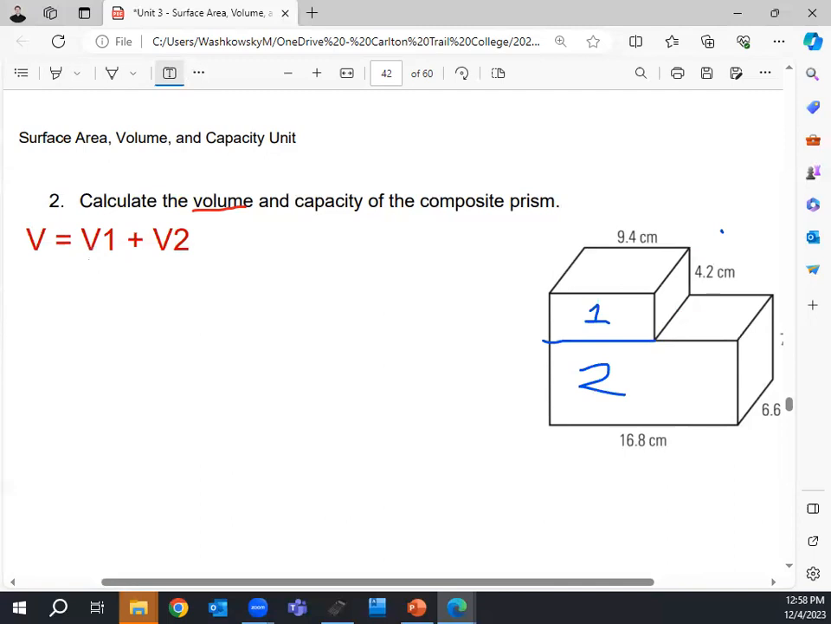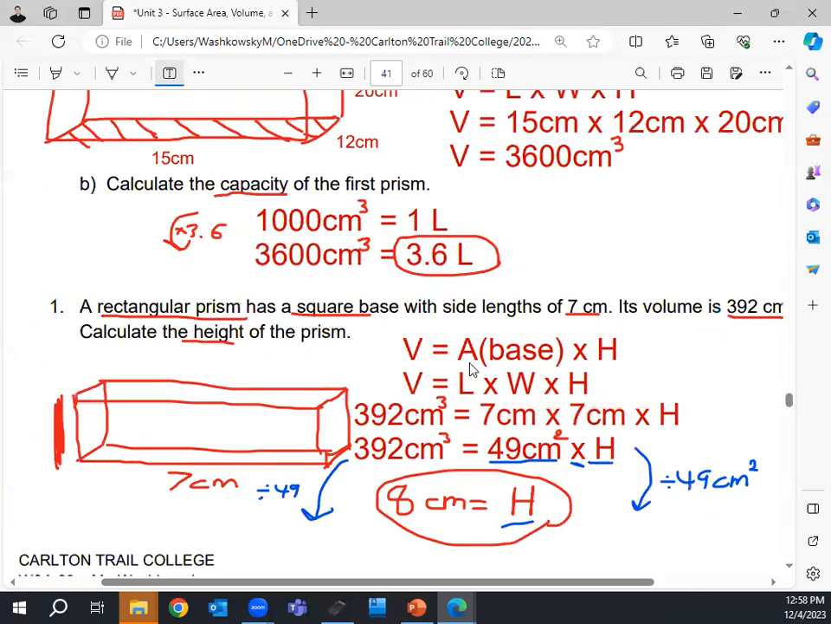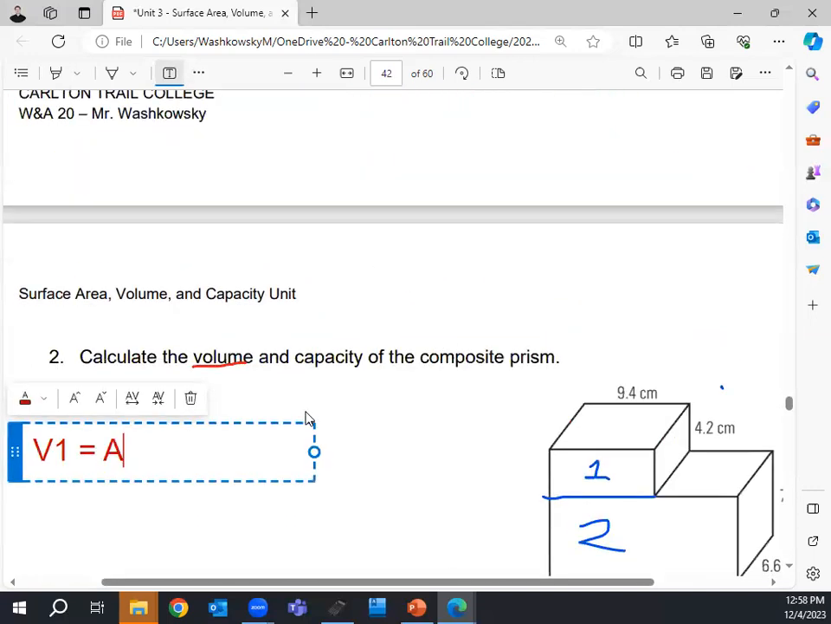So then just like before, I'm going to break it up. I'm going to figure out what is the volume of shape 1. The second I'm dealing with volume, what's my formula to deal with volume? You're right, it's the area of the base times the height.